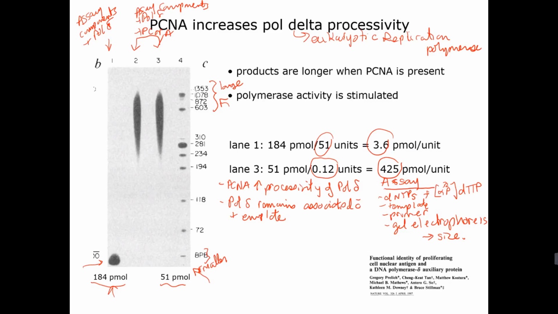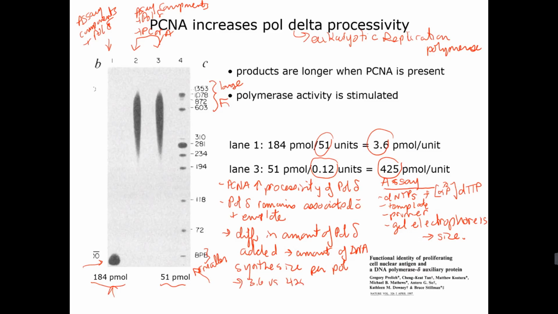Okay, so another key thing to take away from this experiment is the differences in the amount of Pol delta added and the amount of DNA synthesized per polymerase concentration. And so we're comparing basically 3.6 versus 425, and that's almost a 100-fold increase in activity of Pol delta. Okay, so it not only holds on to the polymerase, it improves its performance.